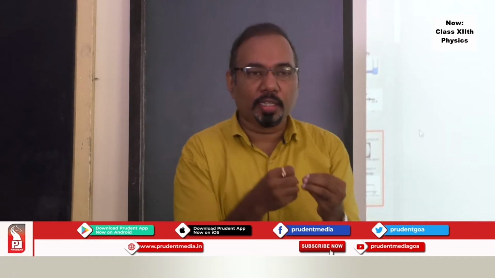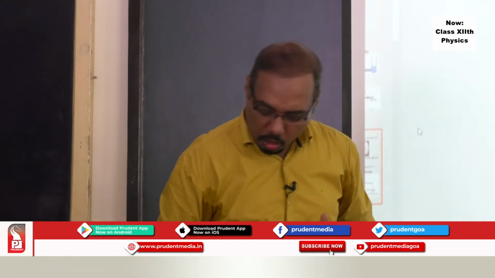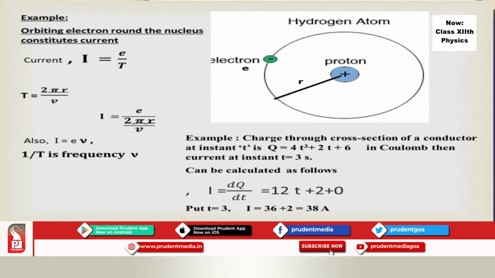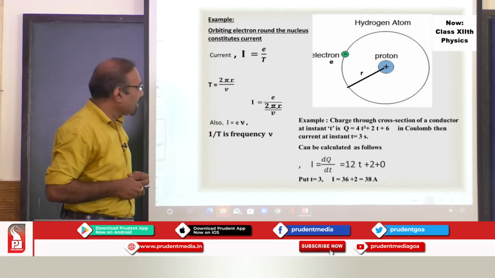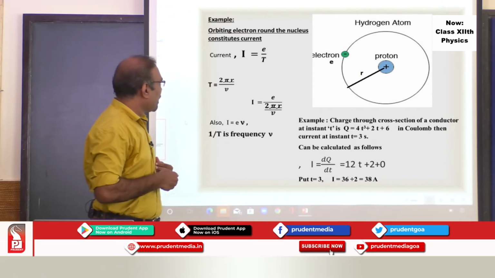Now, when I say current, the charges are in motion. That means wherever charges are in motion, it amounts to current. Let's see one such example: an electron orbiting around the nucleus. An orbiting electron around the nucleus constitutes a current, and how much current that electron moving around the nucleus constitutes, one can find out in this particular example.